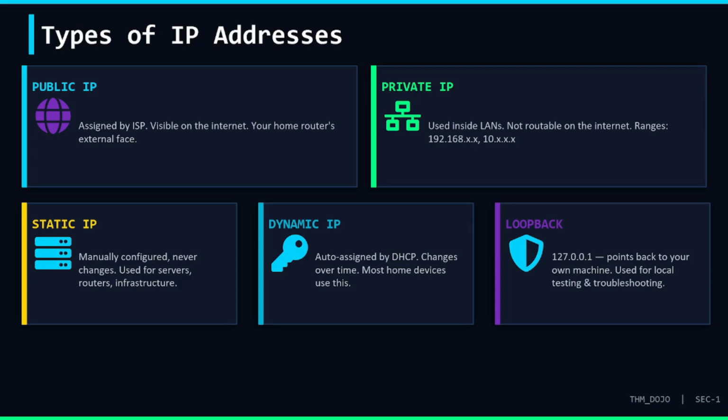Then comes the static IP, manually configured, never changes, used for servers, routers, printers, and infrastructure. Dynamic IP is auto assigned by the Dynamic Host Configuration Protocol and changes over time. Most home devices use this. Loopback address 127.0.0.1 points back to your own machine, used for testing and troubleshooting.